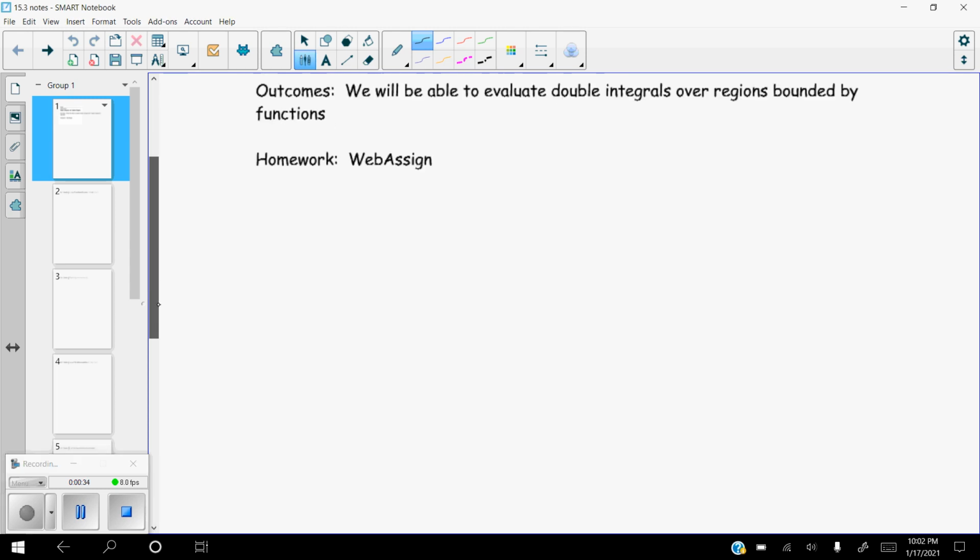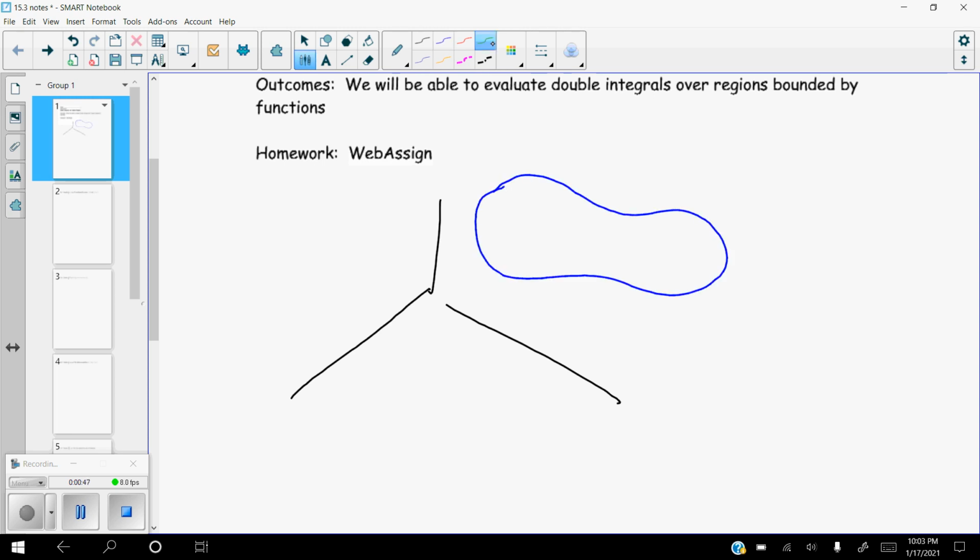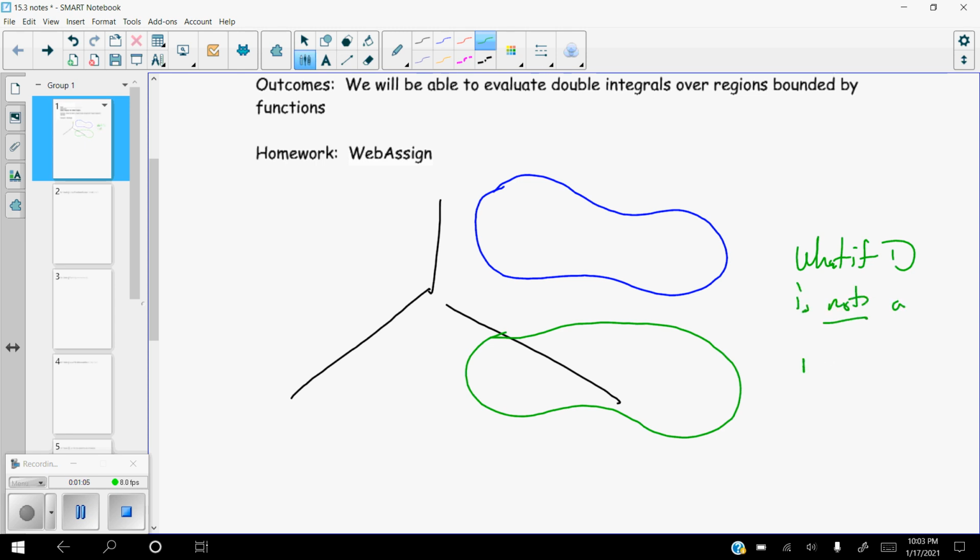So for example, maybe you have something where in three-dimensional space, you've got your surface floating up here, doing whatever it's doing, and then projected down into the XY plane, maybe it's this region, almost the exact same region projected down into the XY plane. So the question is, what if D is not a rectangle? And how are we going to handle that? So that's what we're going to talk about during this section.